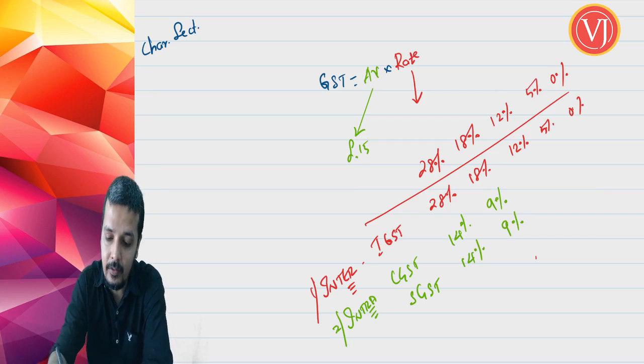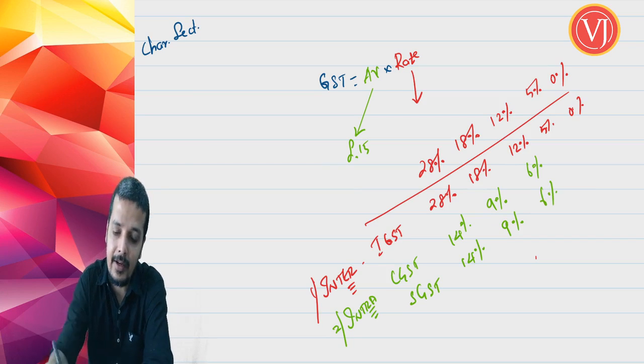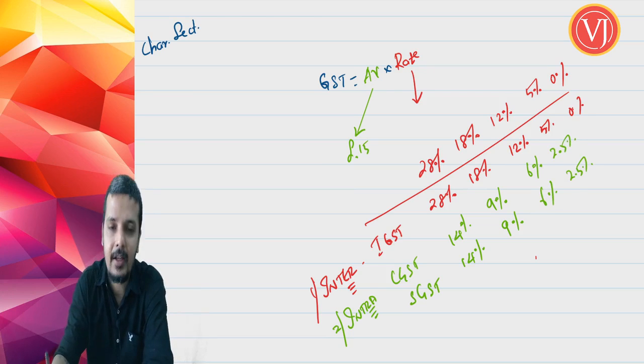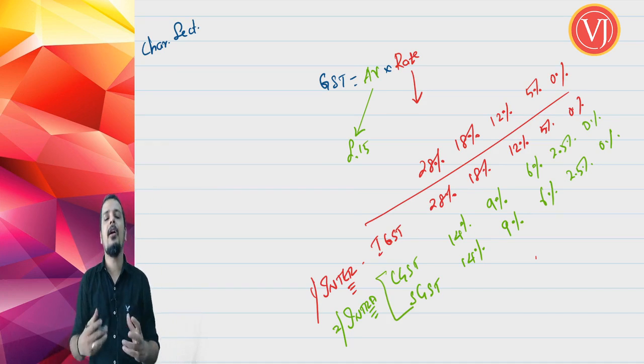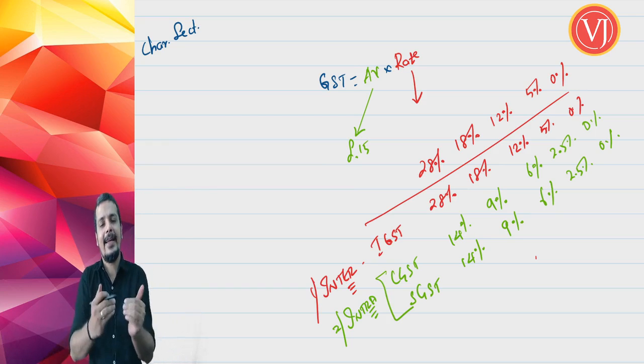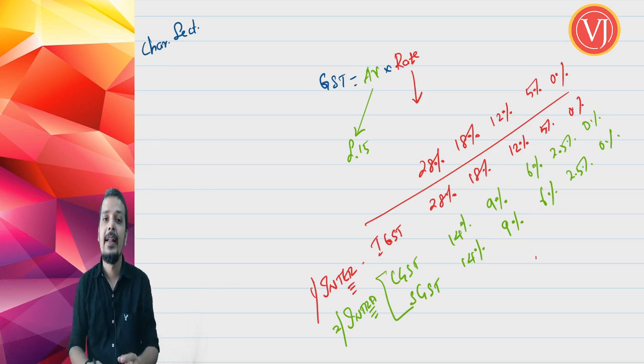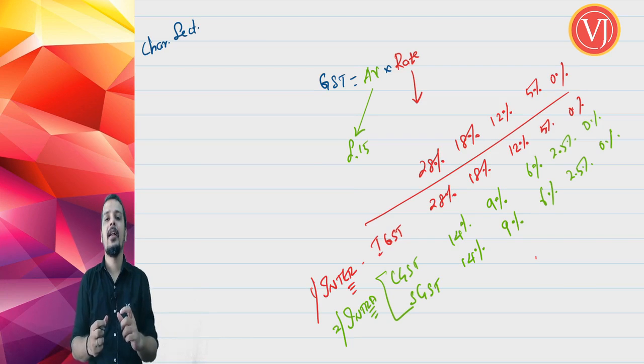If the rate is 12%, CGST would be 6 and SGST would be 6. If the rate is 5%, CGST would be 2.5 and SGST would be 2.5. And if the rate is 0, CGST will be 0 and SGST will be 0. So, depending on the type of supply, if it is interstate supply, the rate is the same: 28, 18, 12, 5 or 0. If it is intrastate supply, you will have CGST and SGST. So, you have to break the rate.